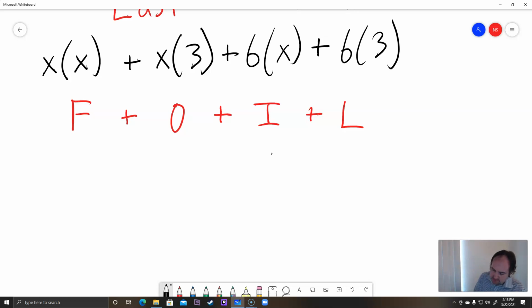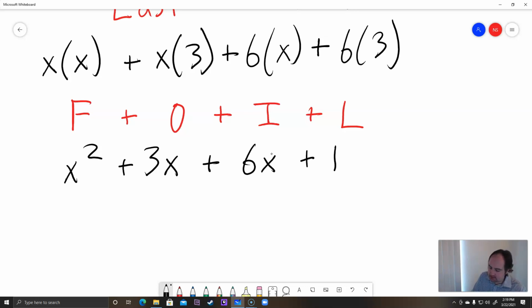Well, first of all, you're going to multiply to simplify, and then you're going to combine like terms. So x times x is x squared. X times 3 is the same as 3x. Remember, you write your coefficient first and your variables second. And then we have plus 6x. And then plus 6 times 3 is 18. So we have x squared plus 3x plus 6x plus 18.